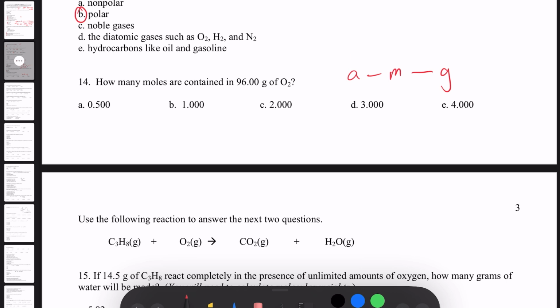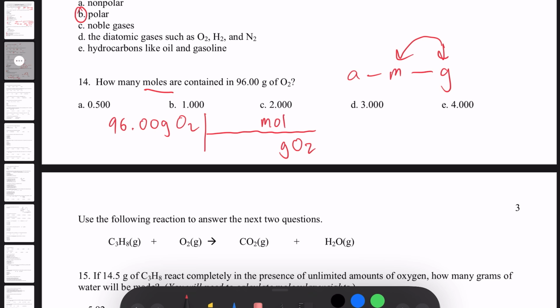So it's asking to convert 96.00 grams of O2 to moles. So we have grams and we're going to moles. This is a very simple equation. We're going to use a box method. So we're trying to cancel out grams, so we're going to put grams on the bottom here, grams of O2, and we're trying to get moles, so moles are going to go on the top right here.